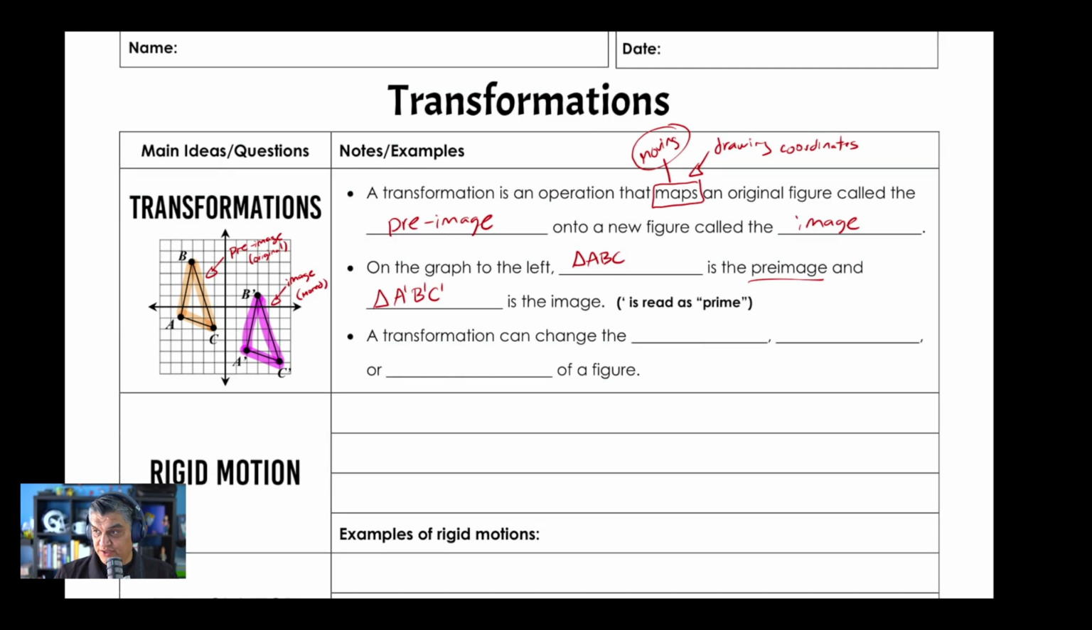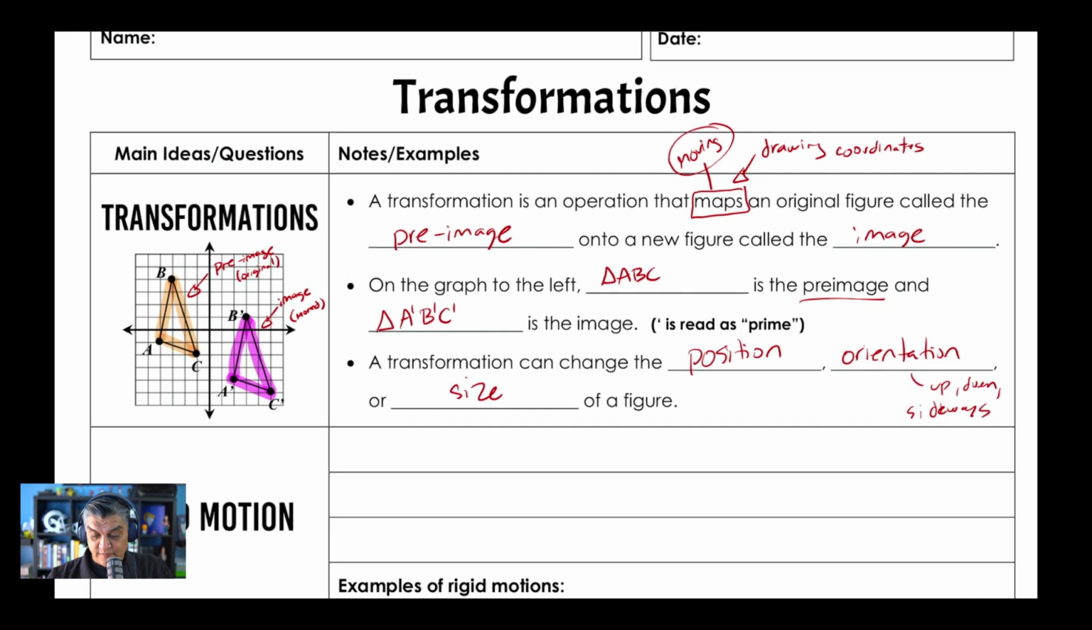So a transformation can change three things. It can change the position of an image, where it is. It can change the orientation. What does that mean, mister? It can change the orientation, meaning rotation and stuff like that. The orientation, like if it's pointed up, or if it's sideways. So orientation means like up, down, sideways, etc. Or it can change the size of a figure.